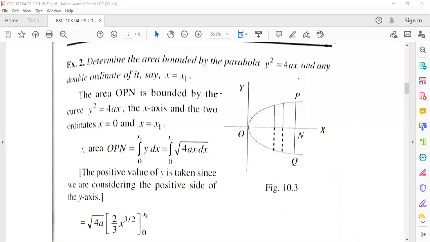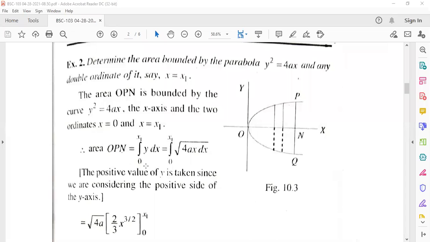Okay, so here we are taking the parabola y square equal to 4x. X is the axis. So this is the figure of y square equal to 4x, and PQ is the double ordinate, say x equal to x1. They have said that the area OPN, this is the area. If we find out this area and multiply it by 2, then we get the double ordinate area. OPN is bounded by the curve y square equal to 4x, the x-axis, and the two ordinates x equal to 0 and x equal to x1. We are taking this.